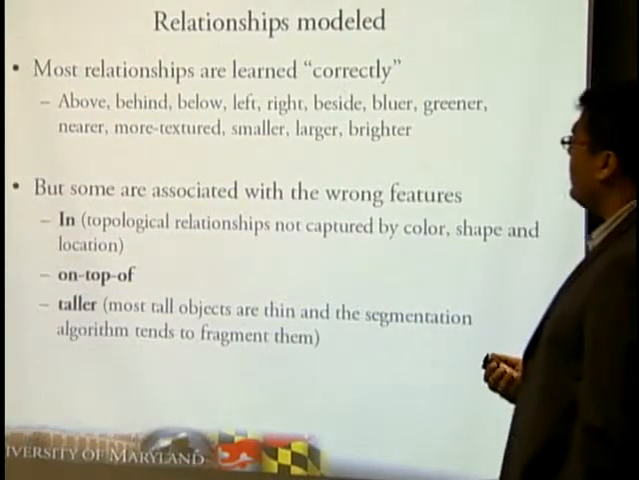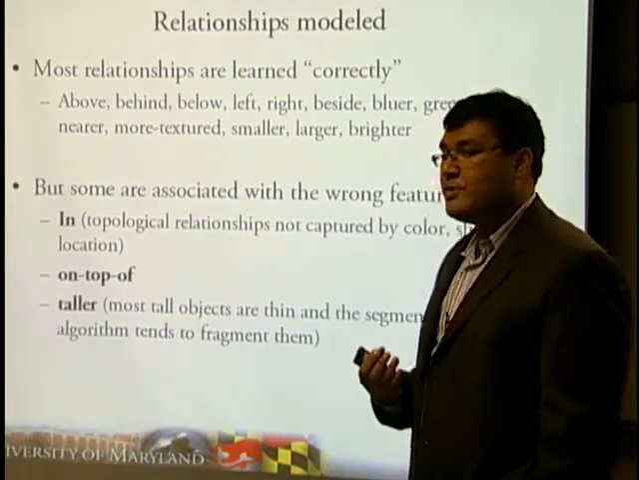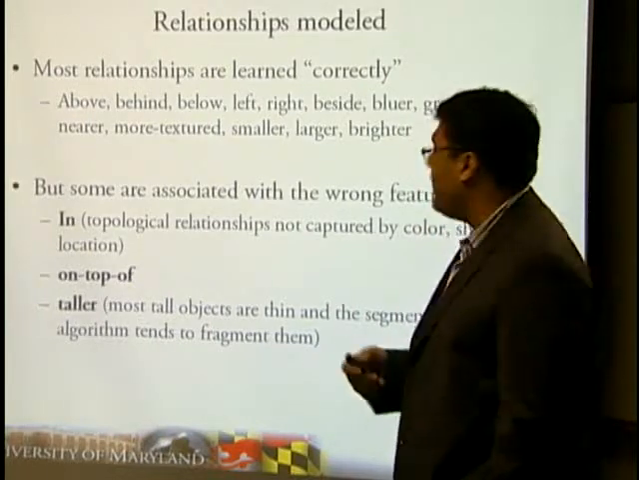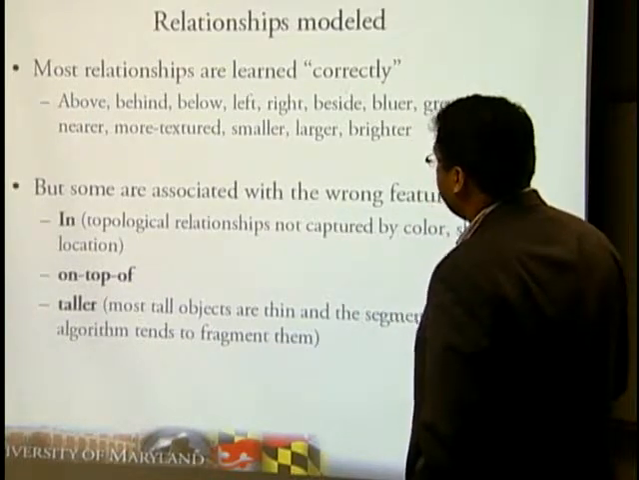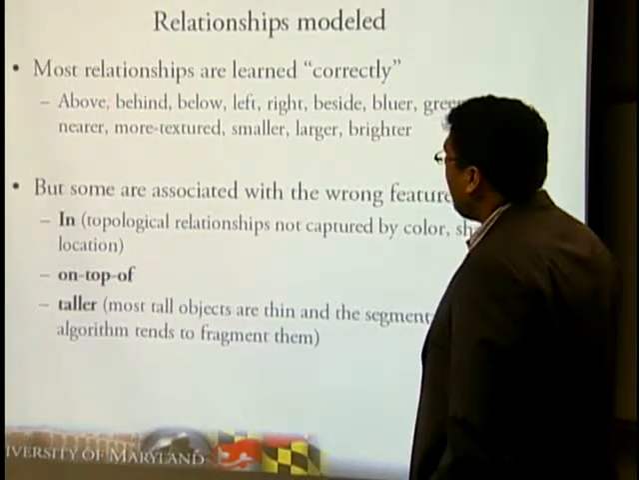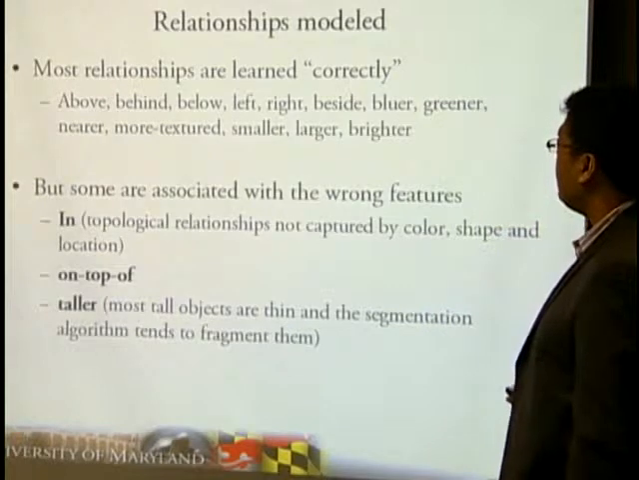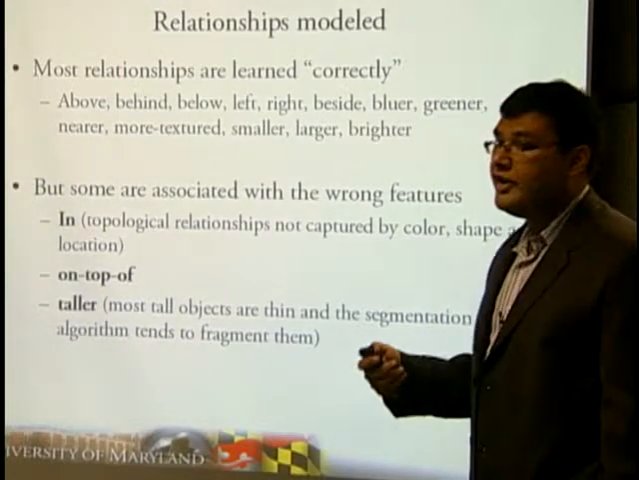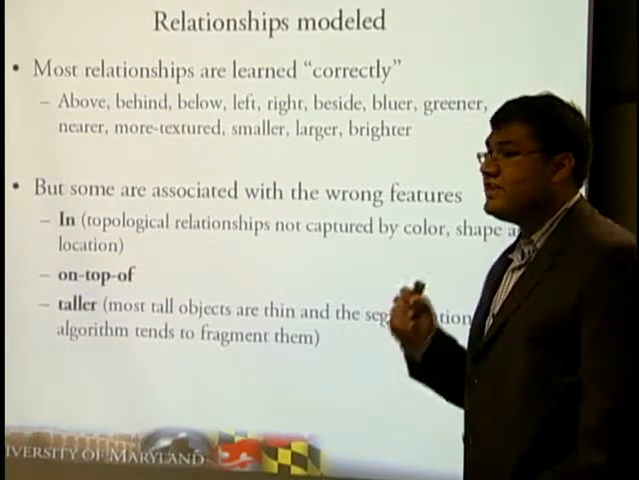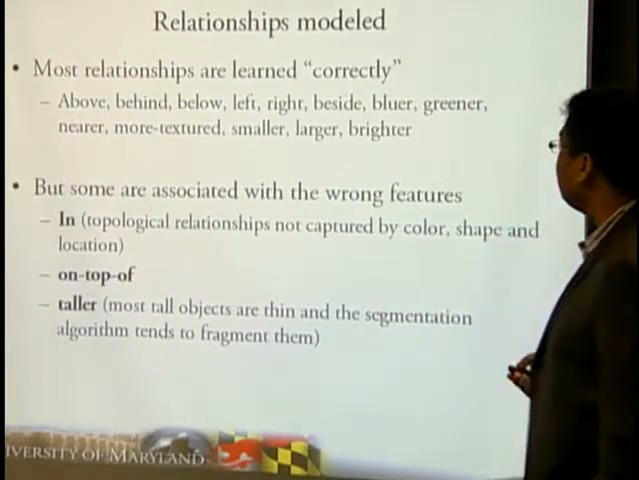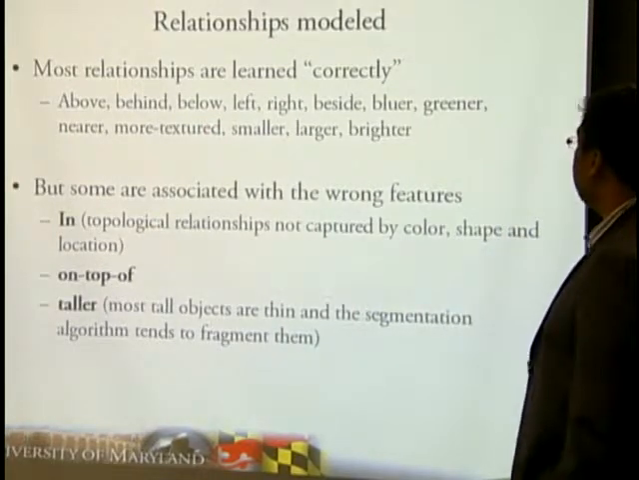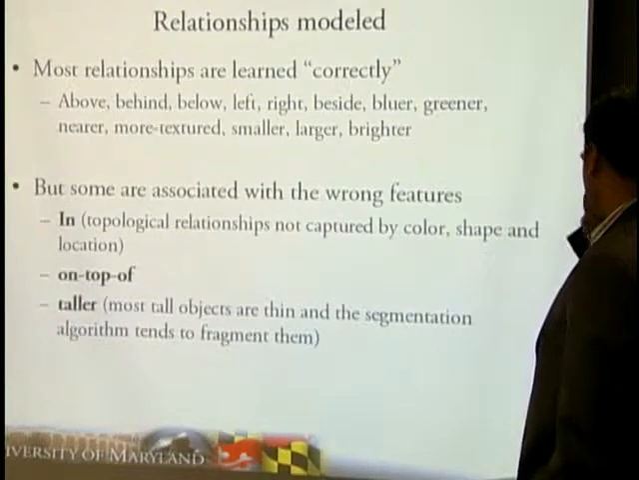So when we did our experiments, we found most of the relationships were learned correctly. That is, above was associated with differences in y values, below was associated with differences in y values, and so on. One of the interesting things is the word behind. Now to have a good representation for the word behind, you need a 3D model. Whereas in our case, the word behind was associated with a difference in texturedness. So you can see that this approach tries to find the association between the differential features and the relationships themselves.